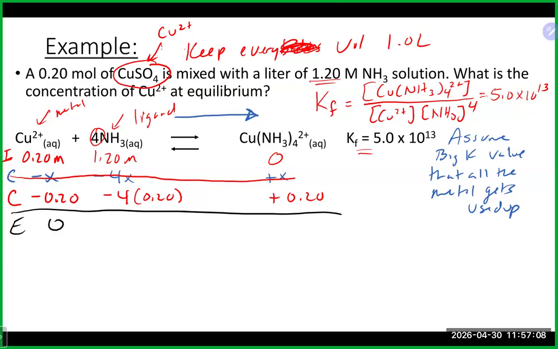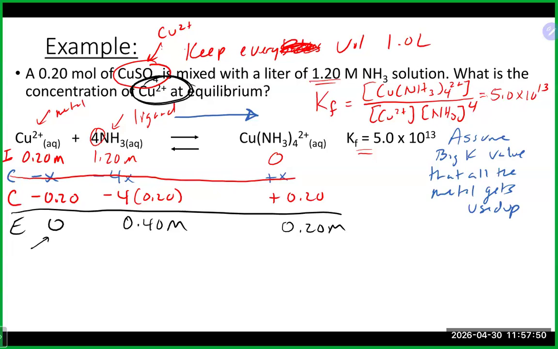We're going to end up with 0 of our copper 2. We're going to end up with 1.2 minus 4 times 0.2, which is 0.4 here. And we're going to end up with 0.2 here, right? So remember that the question here is actually asking how much of the free copper 2 we would have at equilibrium. And at equilibrium, we could see that we would have 0, which means this wouldn't be much of a problem if every answer was 0, right? So clearly it's not going to be 0 as the answer, otherwise we wouldn't have to do anything.